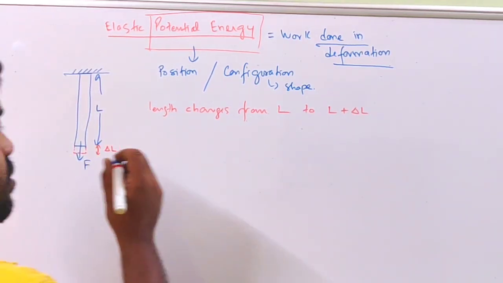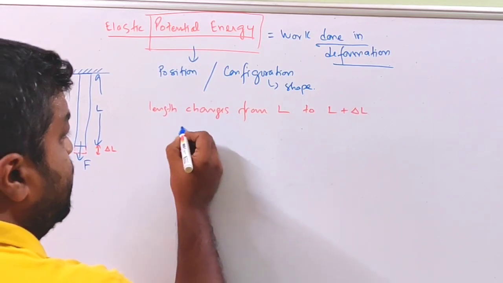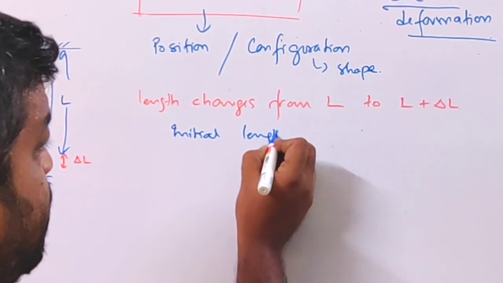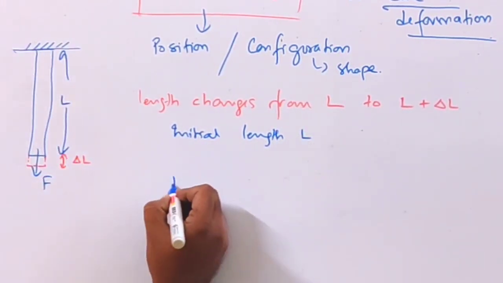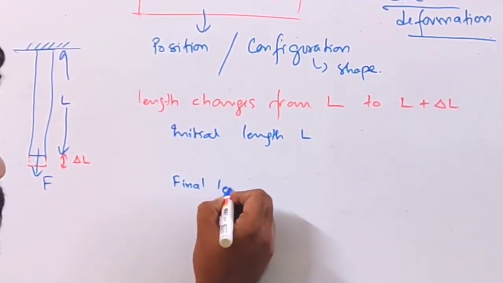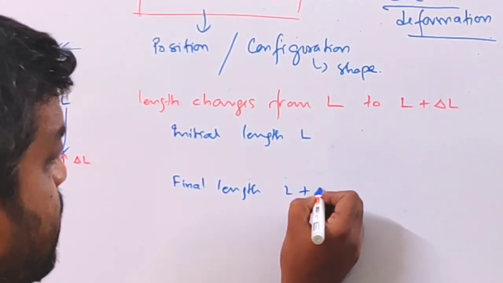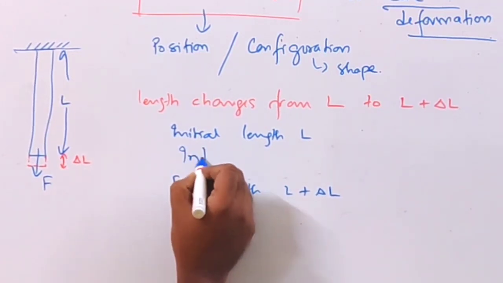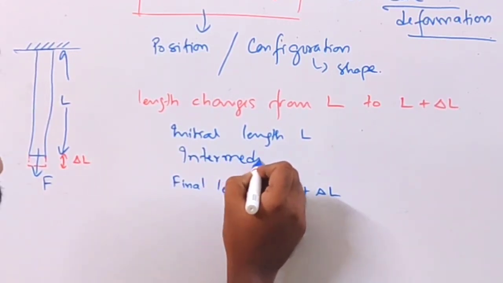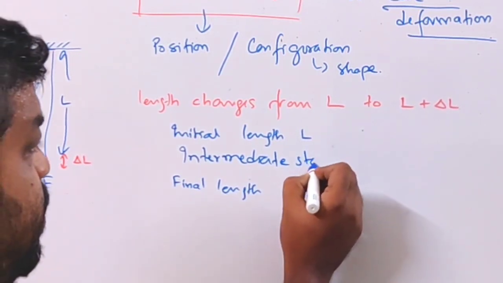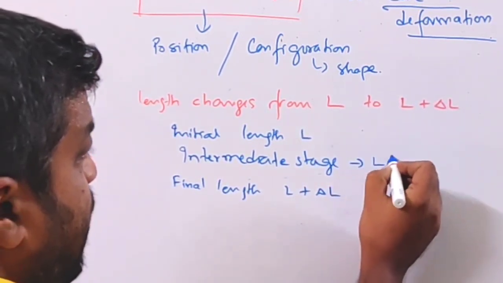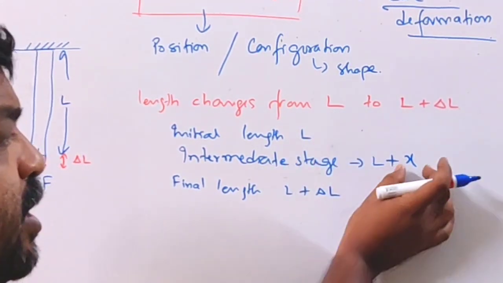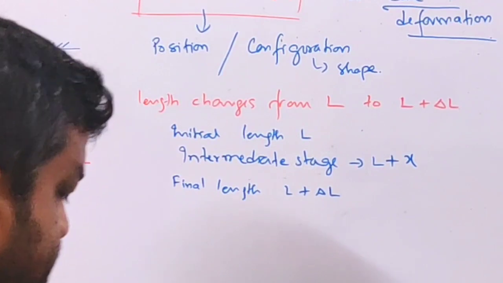Suppose the initial length is L and the final length is L plus delta L. Now suppose there is an intermediate stage where the length is L plus X. That means initially the elongation is 0, here the elongation is X, and here the elongation is delta L.